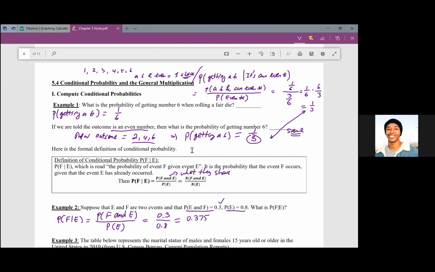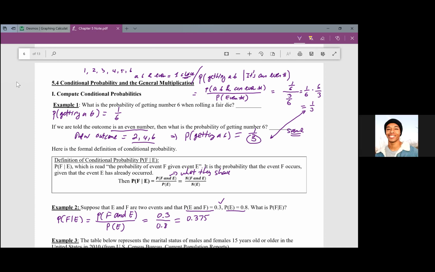I have a question. Yes, go on. Why do we multiply the 6/3 to the 1/6? Yeah, because that's the rule for dividing a fraction. When you divide a fraction, you multiply by the reciprocal. That's the rule.